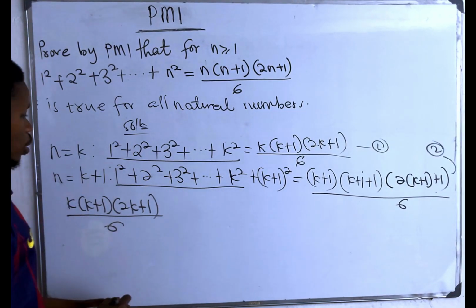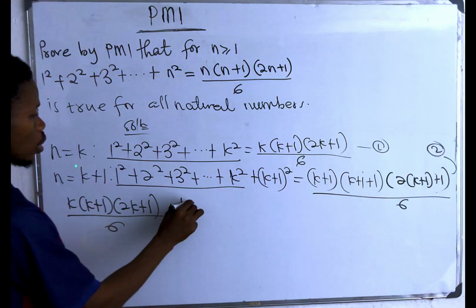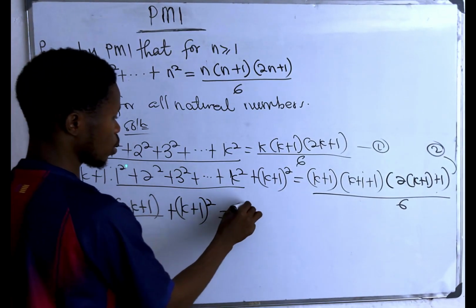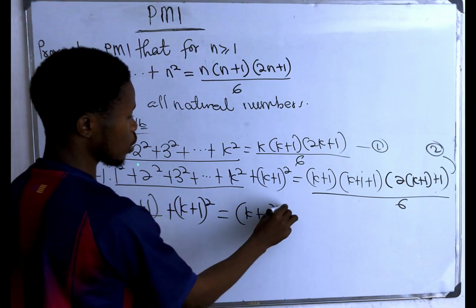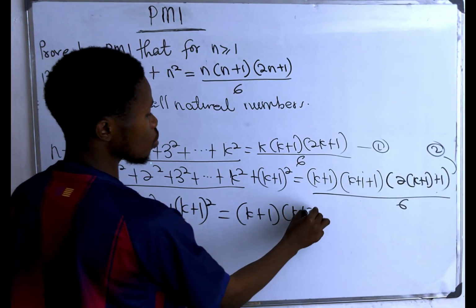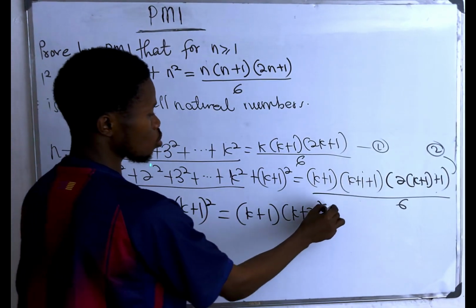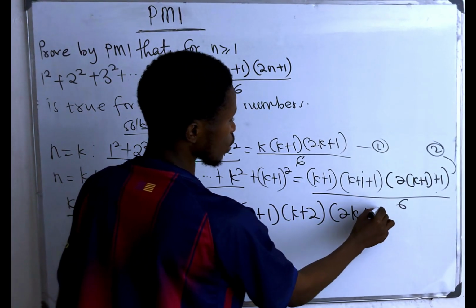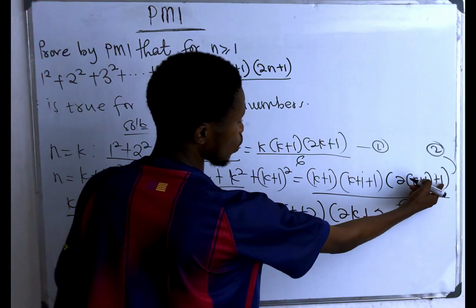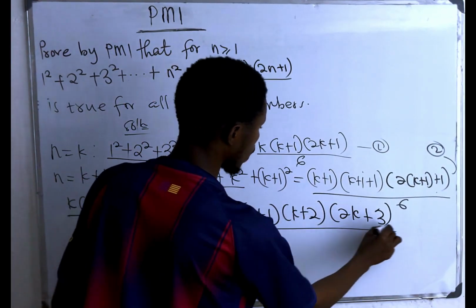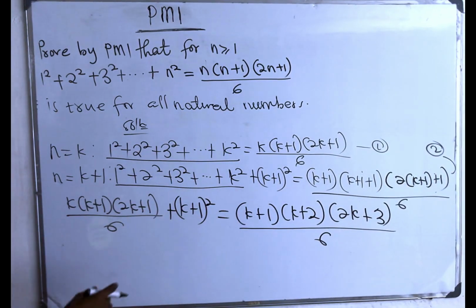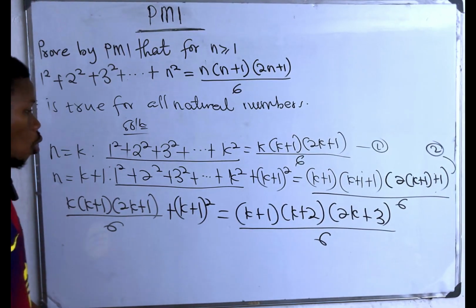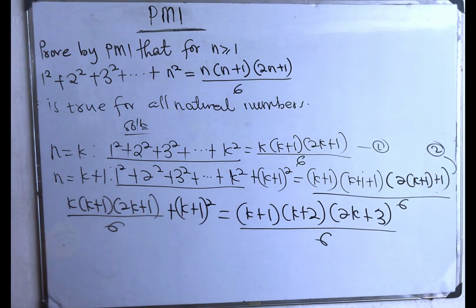Remember we have this one here already, which is (k + 1) squared is equal to (k + 1)(k + 2)(2k + 3), where 1 plus 1 is 2, and 2 times 1 plus 1 is 3, and all this is divided by 6. So what I'm going to do here is prove this for it to look like this, so that I can say that it is true for all natural numbers. So let's prove this one.